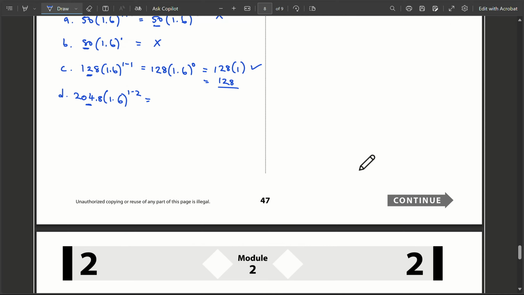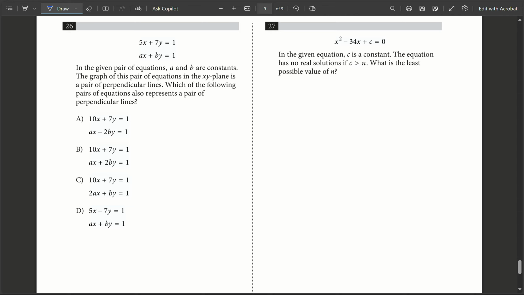So moving on, in number 26, 5x plus 7y is equal to 1, and ax plus by is equal to 1. In the given pair of equations, a and b are constants. The graph of this pair of equations in the xy-plane is a pair of perpendicular lines. Which of the following pairs of equations also represents a pair of perpendicular lines? All right, so if two lines are perpendicular, then their slopes are the negative reciprocal.